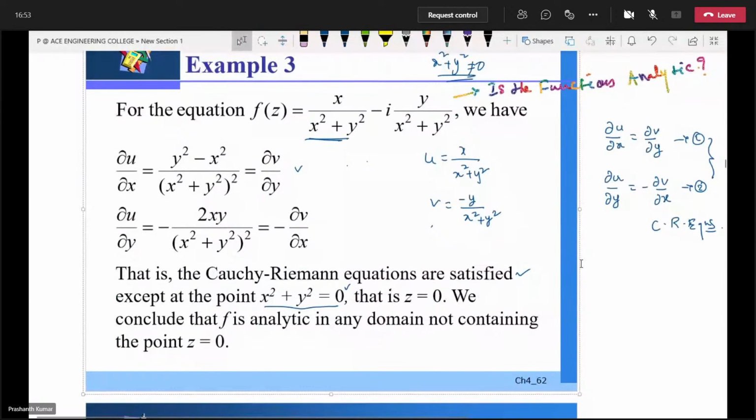So therefore f is analytic in the domain not containing the point z is equal to 0, and z is equal to 0 is a singular point. Z is equal to 0 is a singular point. I have to write down.